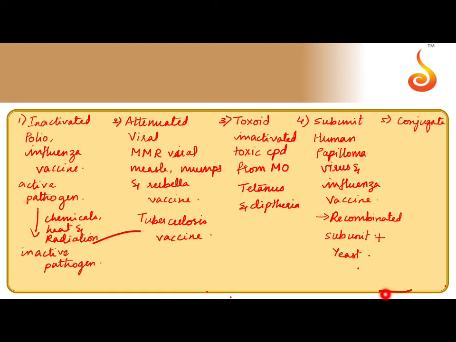Next vaccine is conjugate vaccine. In here, we use the polysaccharide which is present around the coating of the bacteria, which generally is an immunogenic substance. These substances are the ones which are being extracted and then used as the vaccine. Again, the example here is influenza type B vaccine.